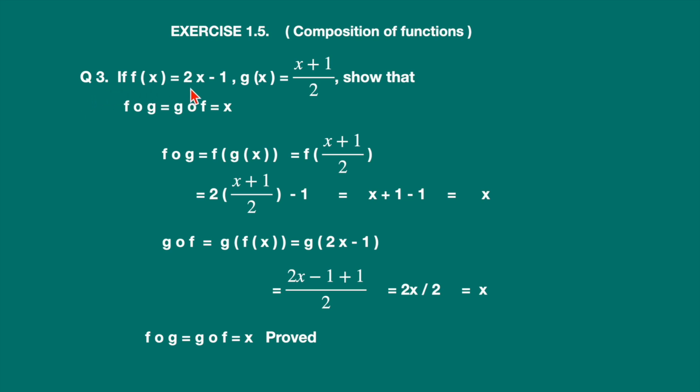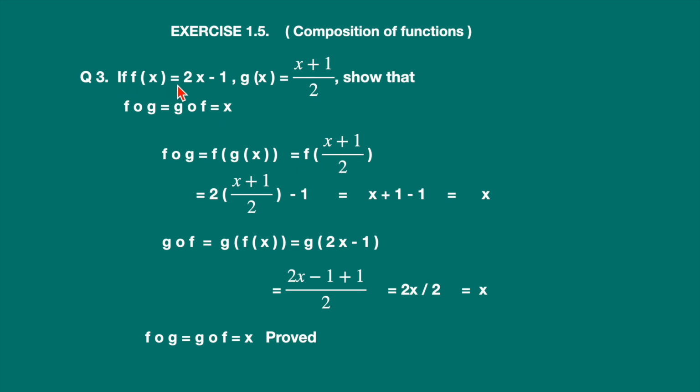If f(x) is equal to 2x minus 1, g(x) is equal to (x plus 1) upon 2, show that fog is equal to gof is equal to x. Okay, let's find out fog. fog is equal to f of g(x). Now write down g(x). It's given (x plus 1) upon 2. So this is equal to f of (x plus 1) upon 2.